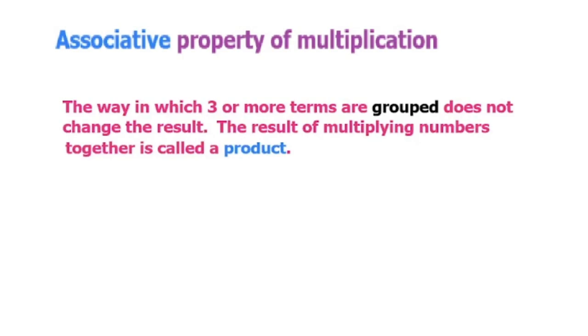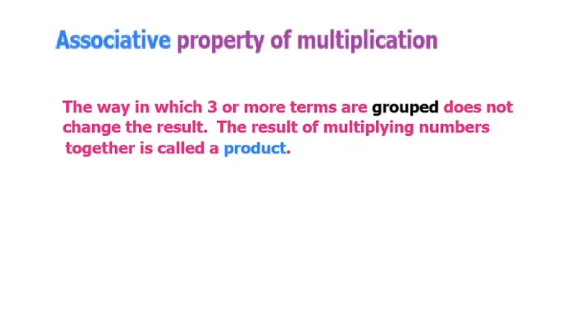In this video, we're going to learn about the associative property of multiplication. So let's look at the definition of what that means. And what it means is the way in which three or more terms are grouped does not change the result. And the result of multiplying numbers together is called a product.